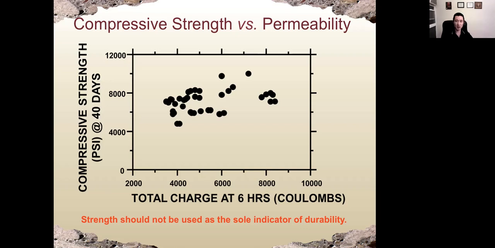So stronger concrete is not equal to more durable concrete. This is a very strong conclusion we can draw from here. So at least strength should not be used as the only indicator of durability. And why is that?